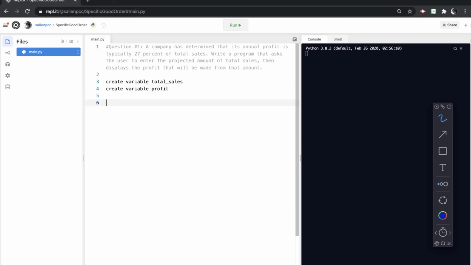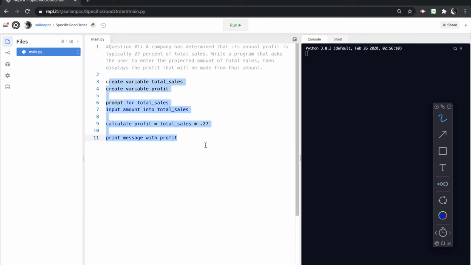And then what am I going to do next? I'm going to ask that business owner what their total sales is. So I will prompt for total sales, and then I'm going to input amount into total sales. So I'm just kind of going step by step on what I'm going to do to solve this problem. So this is just a rough outline of what I'm going to be doing in my program. And then I'm going to calculate the profit, which is going to be equal to the total sales times 27%. And then I'll print a message with the profit. Okay, so this is my logic that I'm going to do.